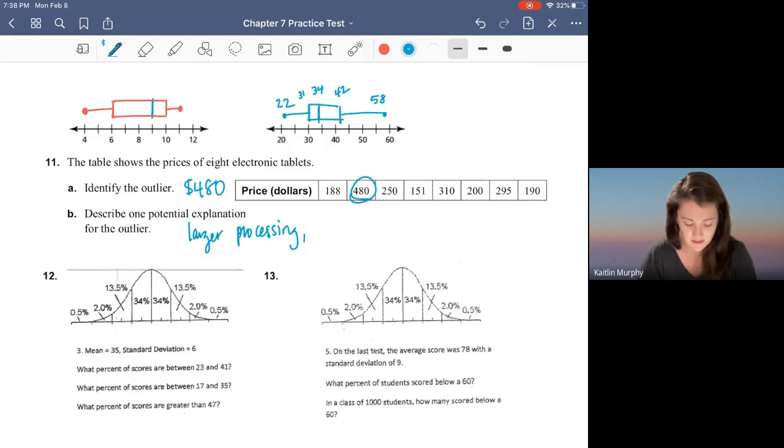Could have more storage. Maybe it's just like newer, something like that. Could also be Apple, just saying.